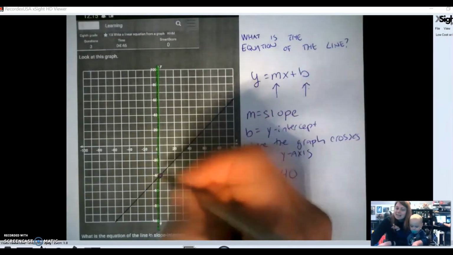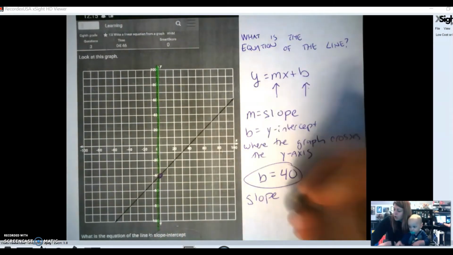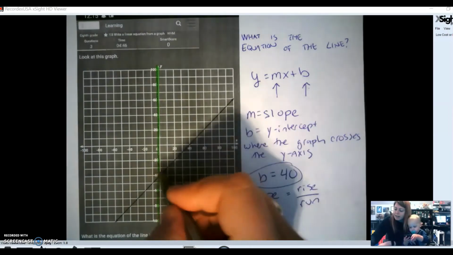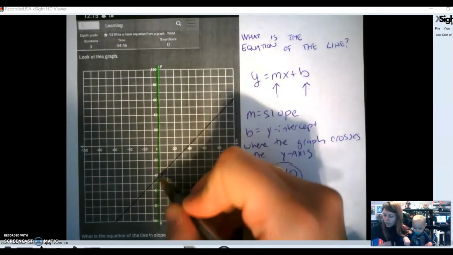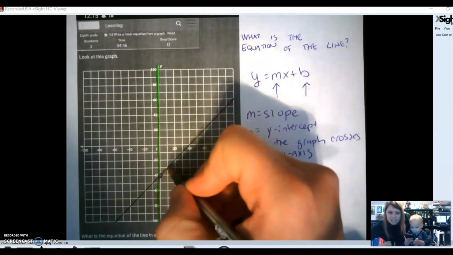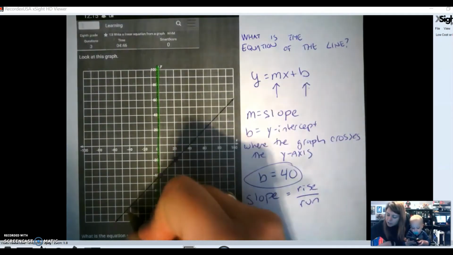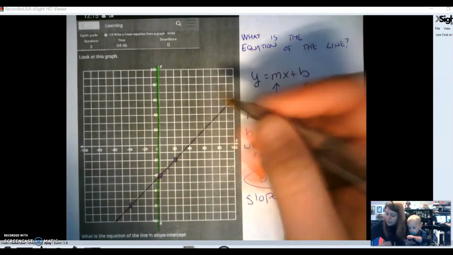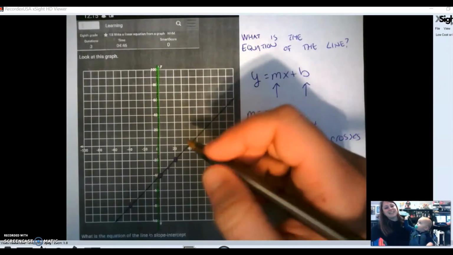All right, and then I need my slope. Remember, slope is always going to be your rise over run. In order to do that, I need to find points on the line so I can count up and over. This actually is really nice because my line has lots of points on it. I have a point right there, and a point down here. When I say a point, it means where it crosses the grid lines.